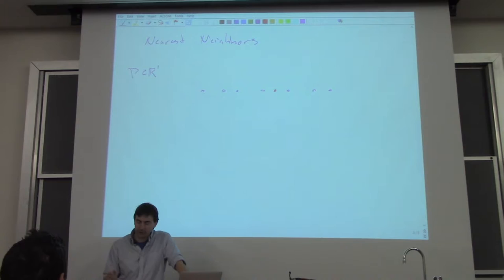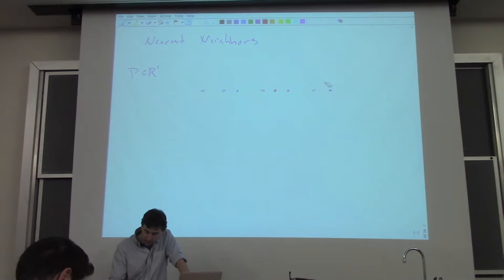So you build a balanced binary tree on top of here. And you store these also, you can store them in a list, or in some sort of linked list on the bottom.